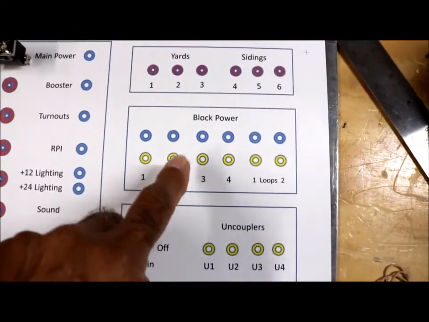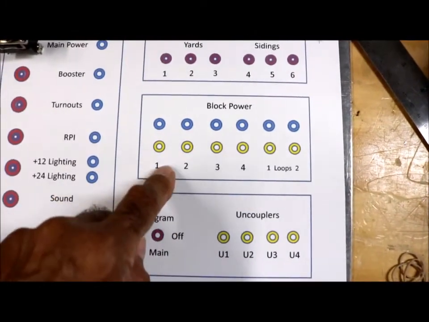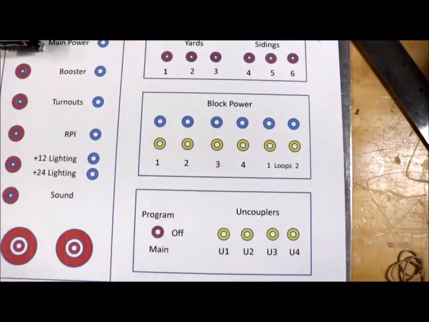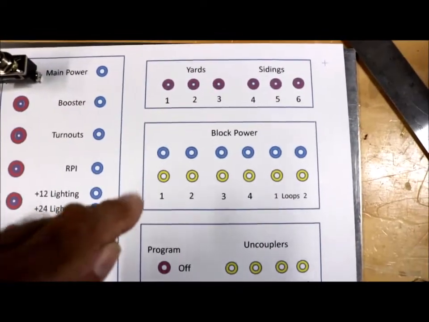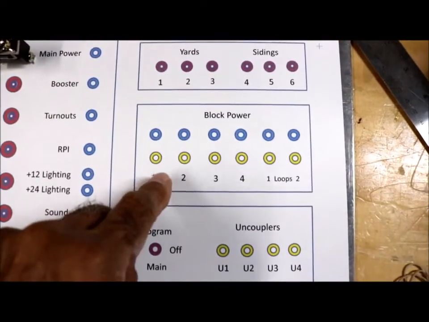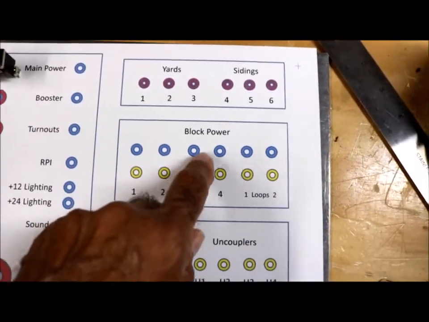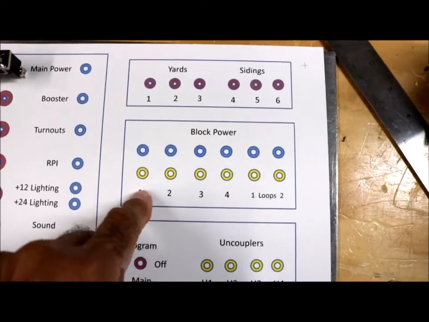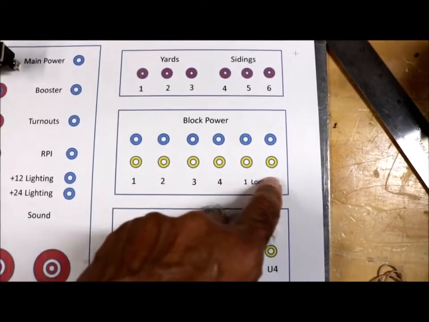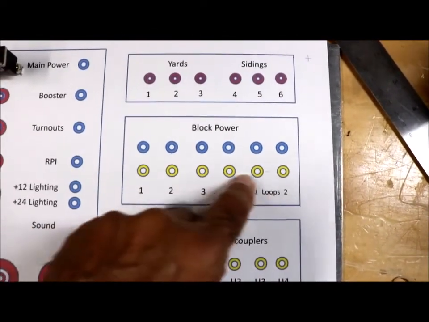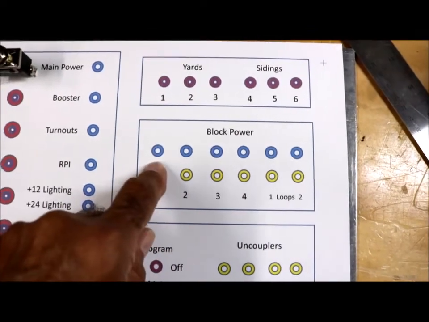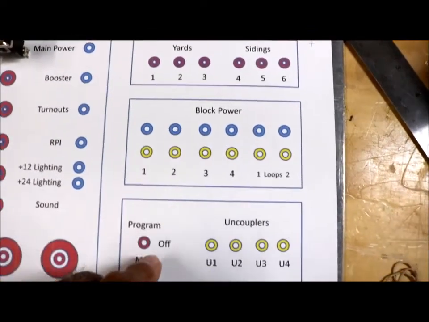Then here is block power. What that is, I have some circuit breakers, set up manually, so when the circuit breaker blows, it'll tell me which block has blown, and these yellow switches below here are push buttons that will reset that particular breaker after the fault is cleared.